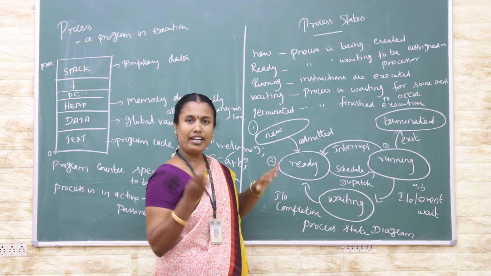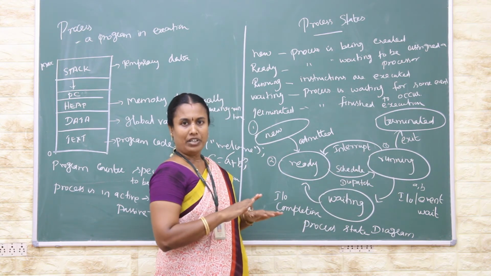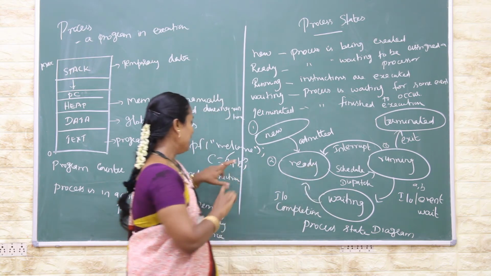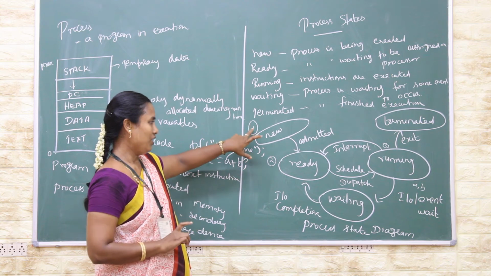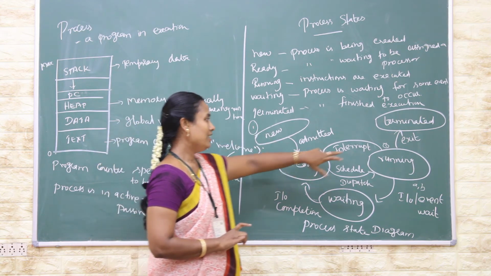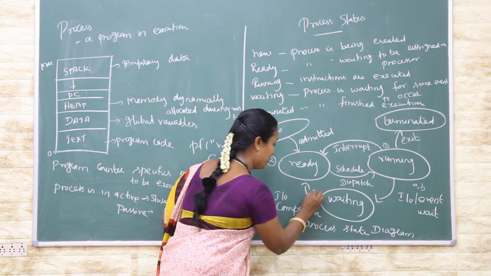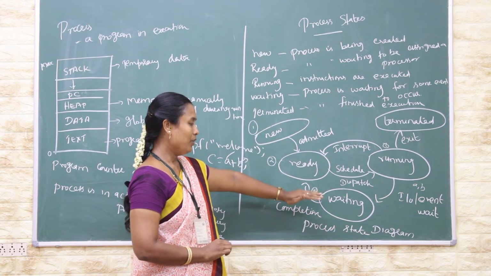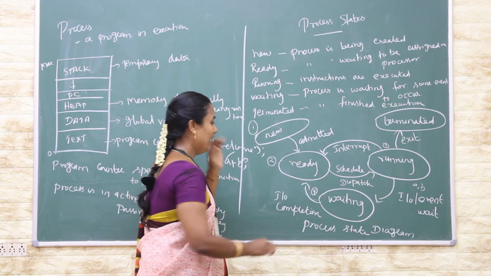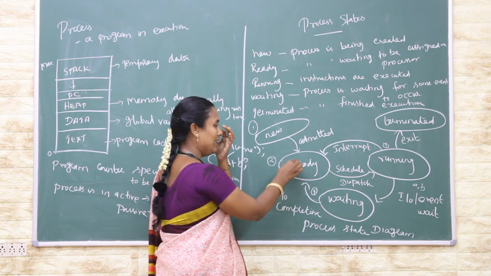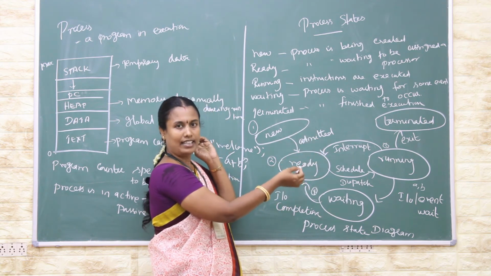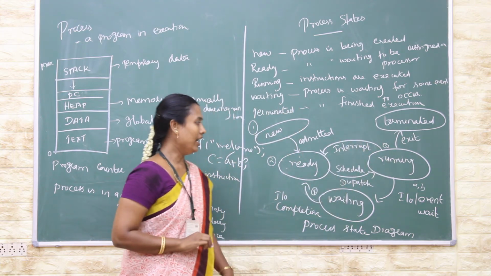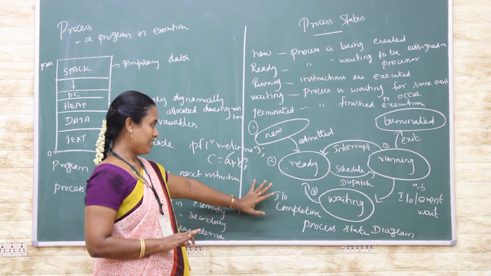When the user gives the input value, after that only it goes to the ready queue. So in the second example, the first state is new, second state ready, third state running, then fourth state is waiting, waiting to get the IO. After the IO is processed, it goes to the ready queue. Then when the processor is free, it immediately goes from ready to running, then terminated.